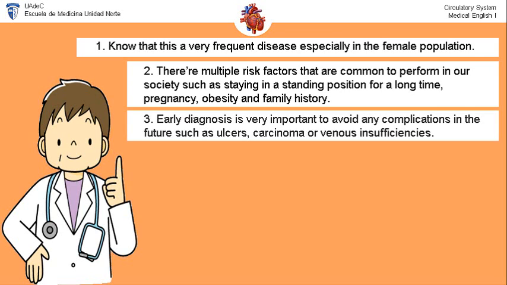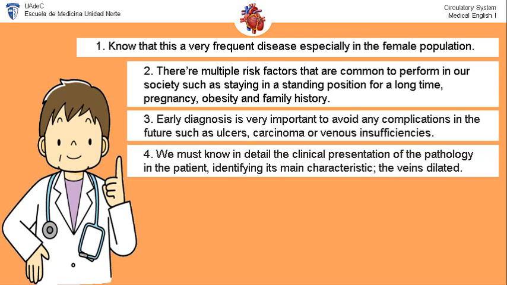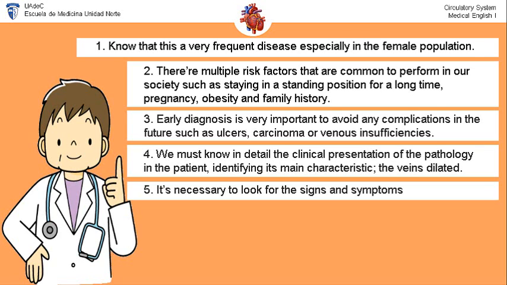Number 3. Early diagnosis is very important to avoid any complication in the future, such as ulcers, carcinoma, or venous insufficiency. Number 4. We must know in detail the clinical presentation of the pathology in the patient, identifying its main characteristic, the dilated veins. Number 5. It's necessary to look for the signs and symptoms.